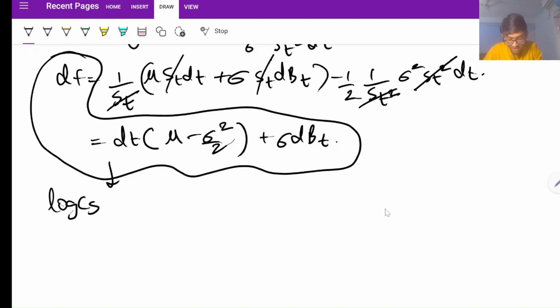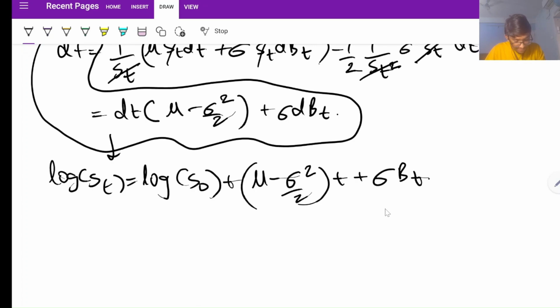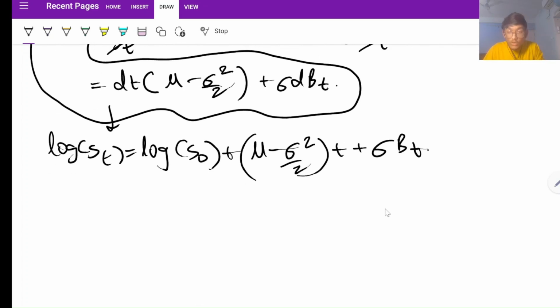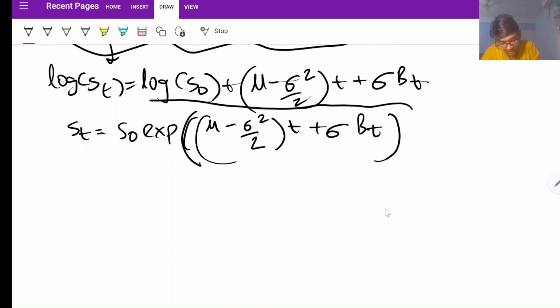So when you solve this expression, you get log of St is equal to log of S naught plus mu minus sigma square upon 2 times t plus sigma Bt, right? And so one could easily exponentiate this to get the clear expression for St. So St is equal to S naught e to the power mu minus sigma square upon 2 times t plus sigma Bt, right? And so this is the expression that you get for St.